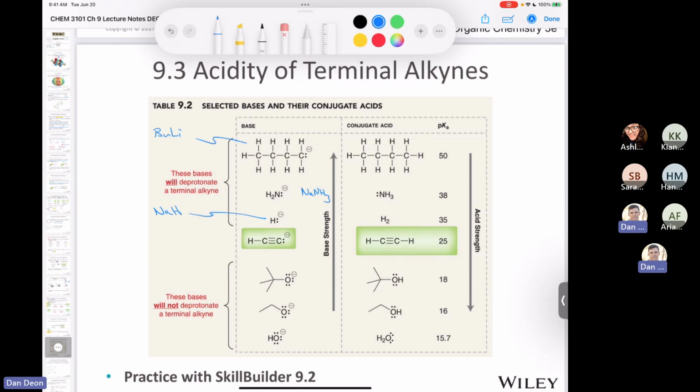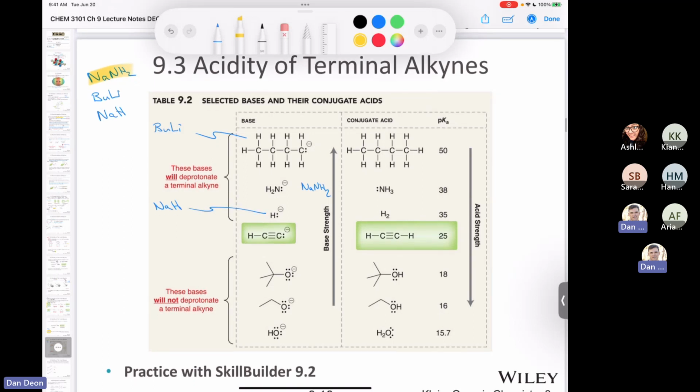So again, our list, did I put NH3 instead of NH2? Oh, Mr. Dion. Okay, so what are the bases we can use? Bases that are strong enough are going to be sodium amide, butyllithium, and sodium hydride. Those are the three. Now, again, the textbook uses this one the most, but any one of these will work.